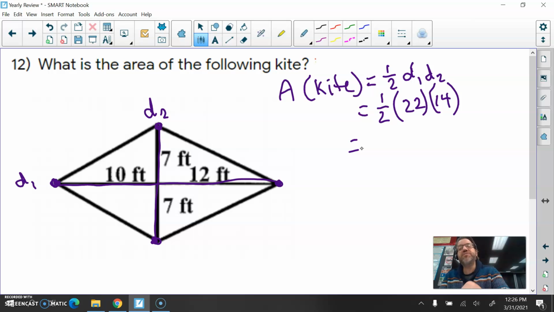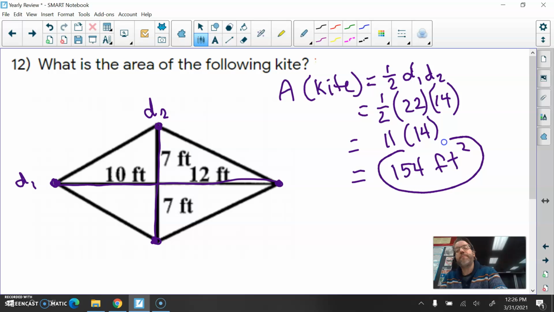But I think it'd be a lot easier just to find half of 22, which is 11. Okay? And then take 11 times 14. And again, you can use a calculator to do this, but that will equal 154 square feet. Okay? But again, go ahead, use a calculator for this if you wish.